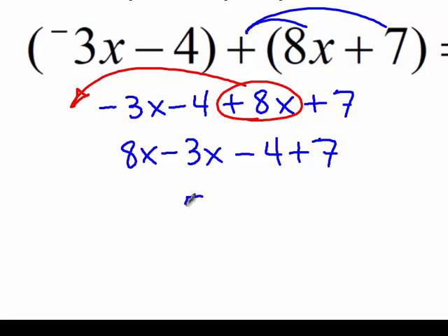8x minus 3x is 5x, and 7, mentally bring the 7 up front. It's always best to start with the positive. 7 minus 4 is 3.